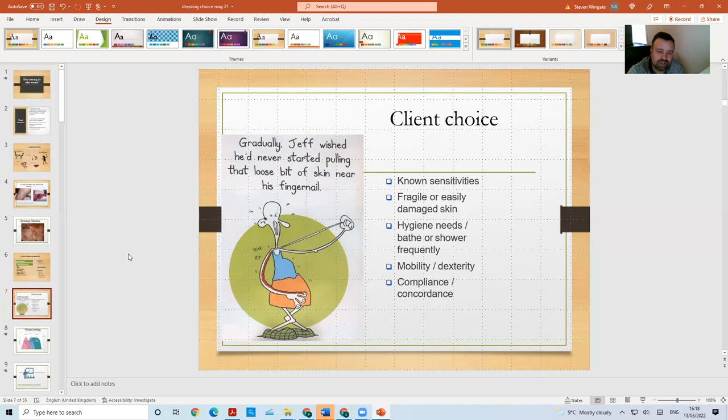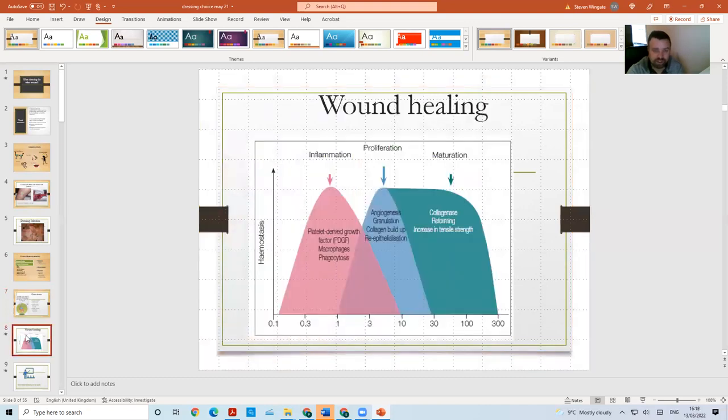Yeah, and if we look at this picture, obviously, gradually Jeff wished he'd never started pulling off that loose bit of skin from his fingernails. So again, we want to avoid causing further trauma.